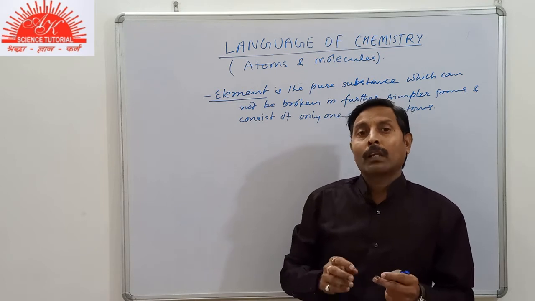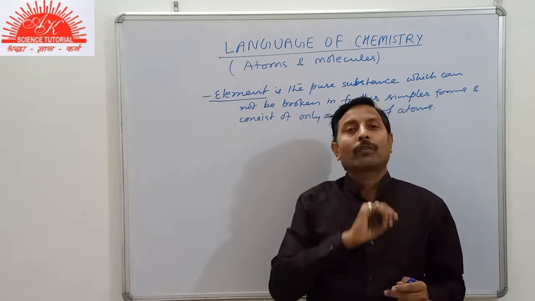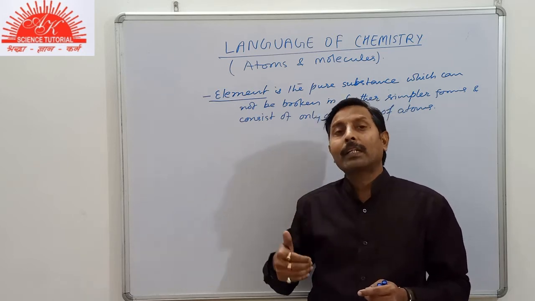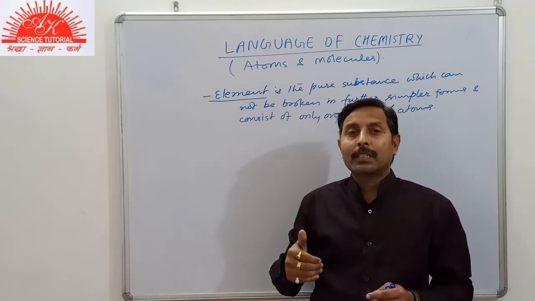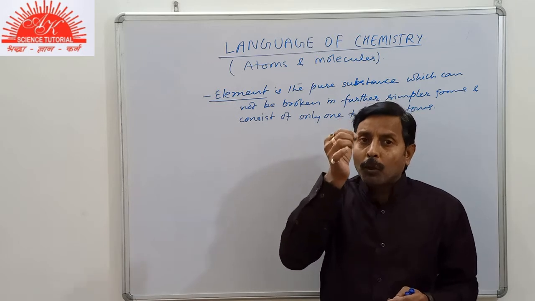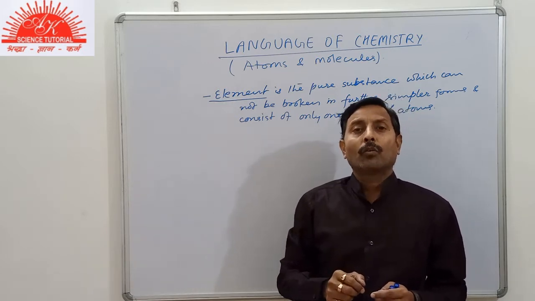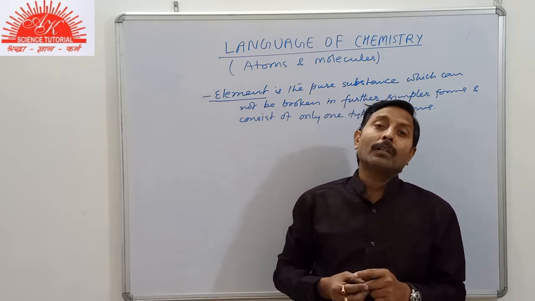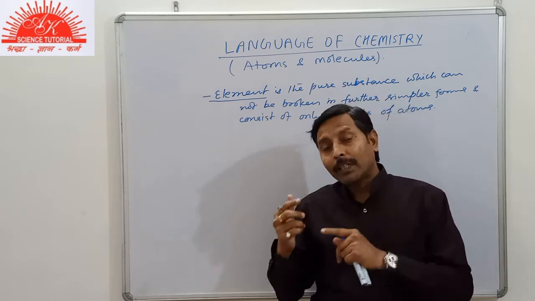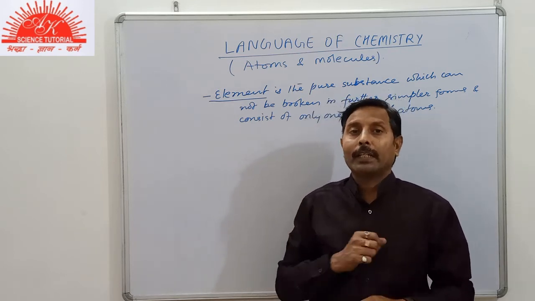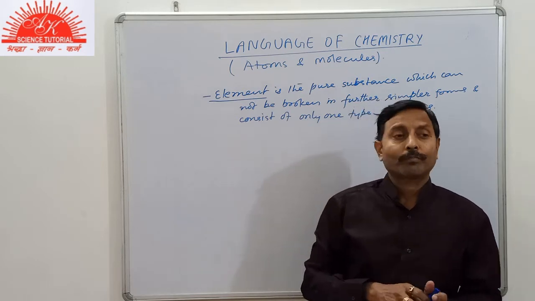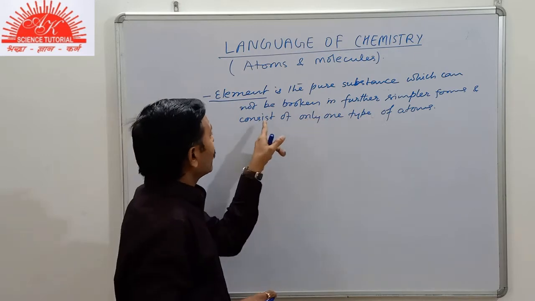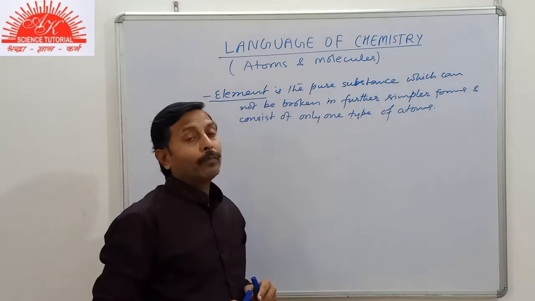Like you see, suppose we take a piece of gold. Whatever smaller particle is made from it by breaking it into pieces, even the smallest particle will have the property of gold. That is, we cannot obtain other simpler forms from it. So it is a pure form. Now we have written here that it consists of only one type of atom.